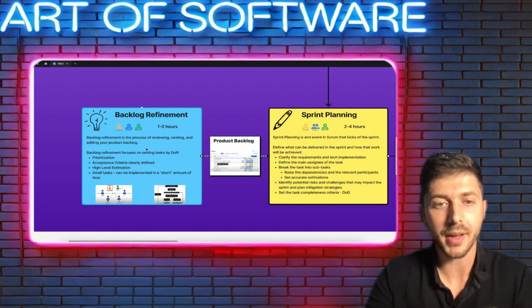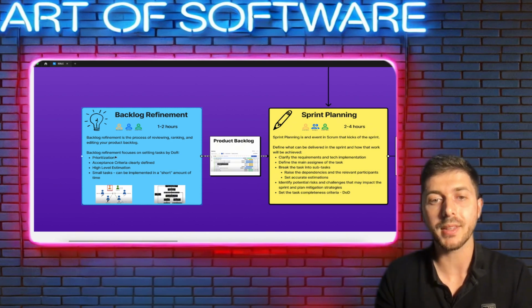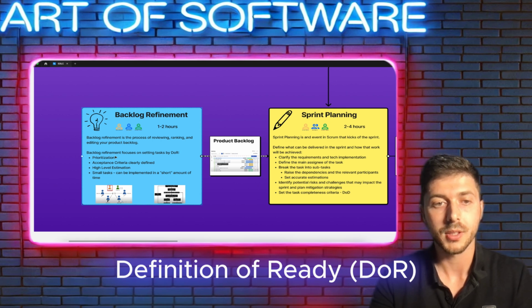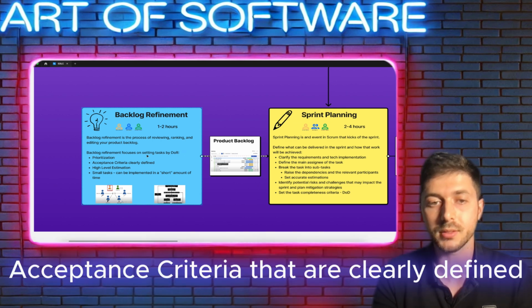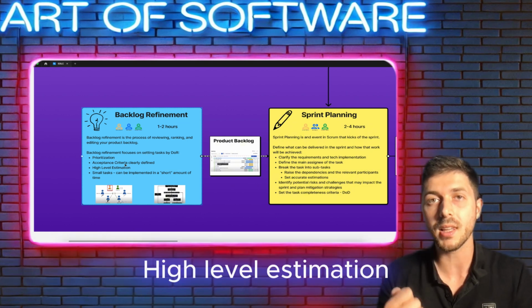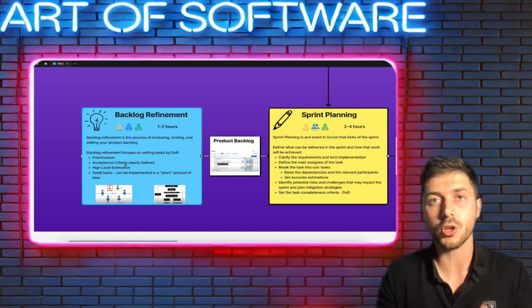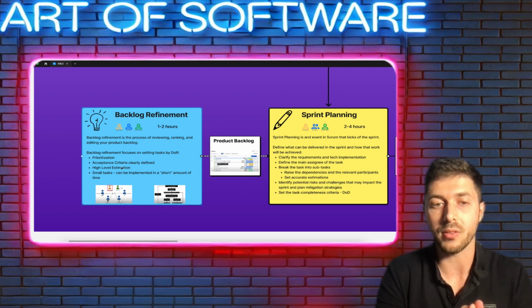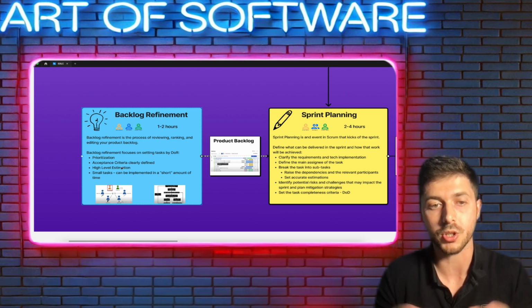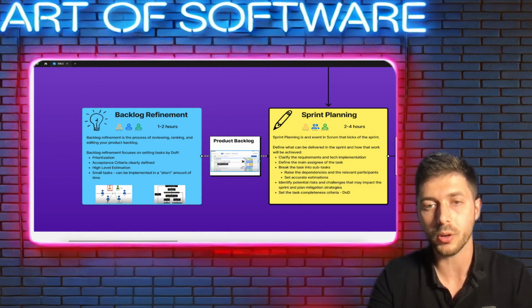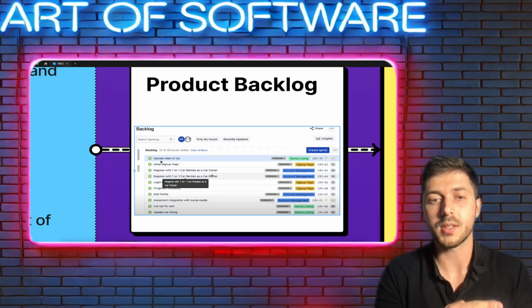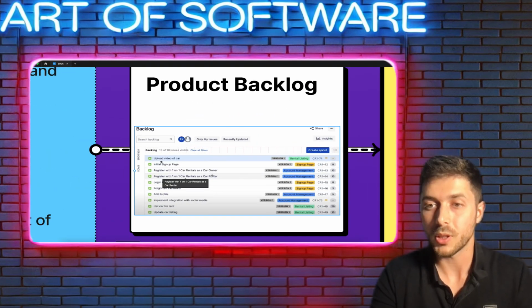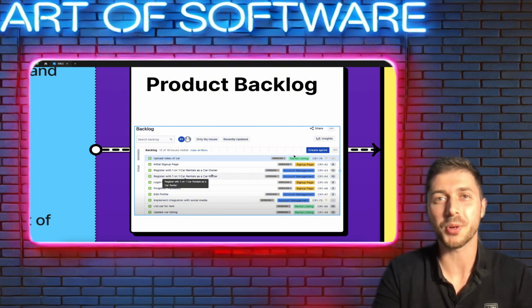And we can define it by focusing on setting tasks by the definition of ready, the DOR. It means that each task has to be prioritized with clearly defined acceptance criteria and at least a high-level estimation, because we have to make sure that the tasks are small enough. They can be implemented in a short time duration. If we follow the definition of ready, we can make sure that the product backlog is ready for the next sprint. And as I said, we use Jira, and as you can see, we have here our user stories, hopefully almost all of them, with estimation and prioritization.